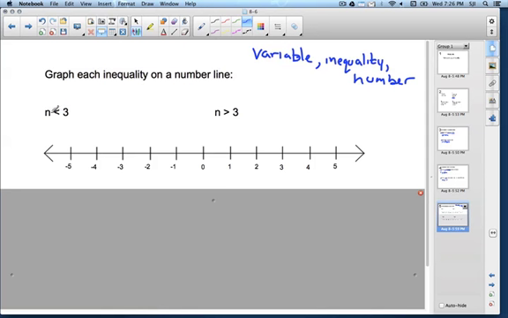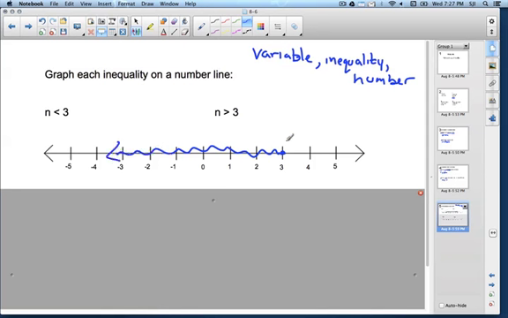Here we have n is less than 3. So I'm going to go to my number line and put a dot at 3. Now I'm going to pretend this is an arrow. This arrow points to the left, right? So any number to the left will make this inequality true.